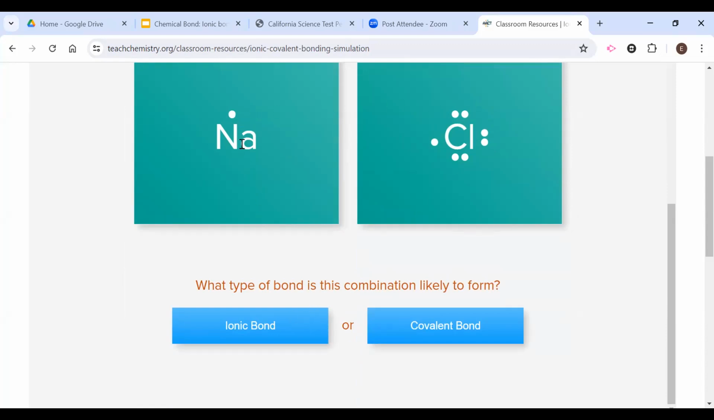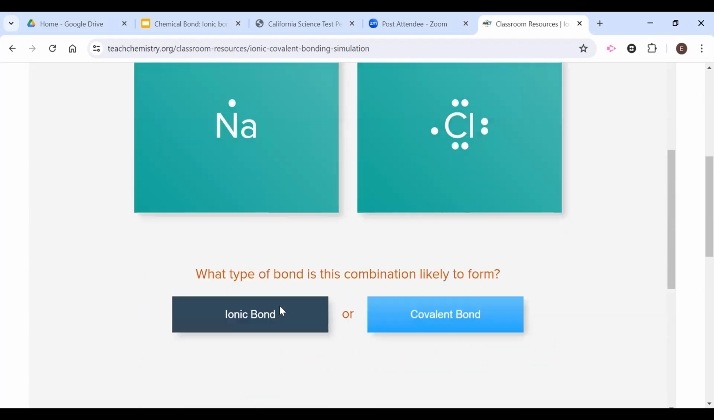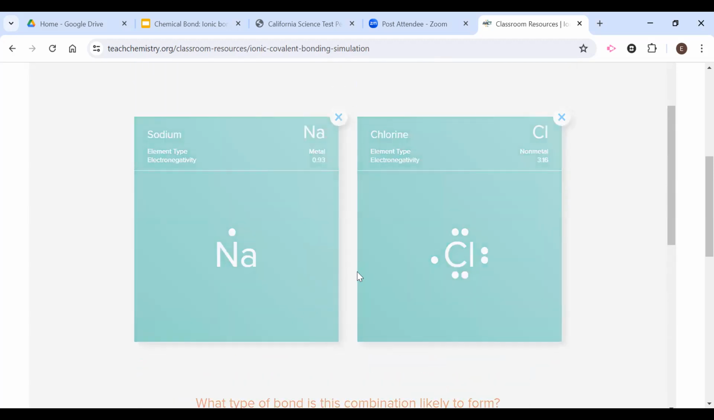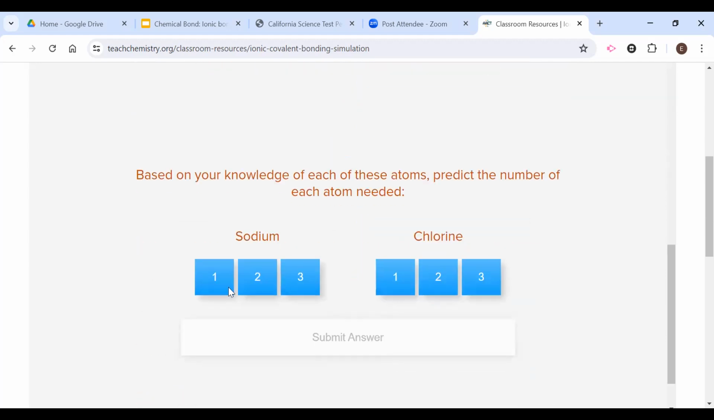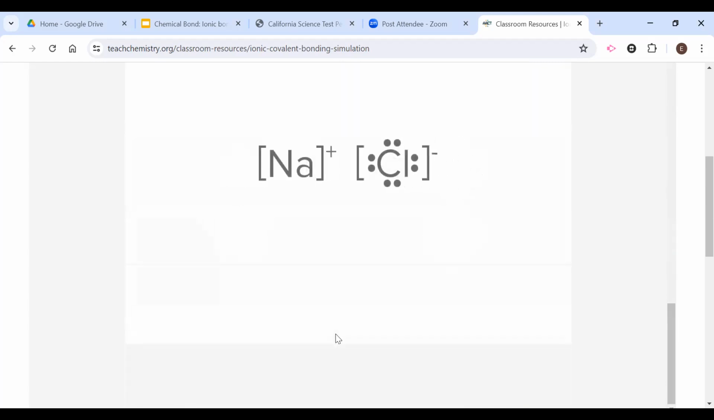Now, because this is a metal and a non-metal, it will form an ionic bond. Then it's asking you, how many sodium and chlorine atoms will you need? We need only 1 of each. So 1 sodium, 1 chlorine. Look at that. Then that's what we saw. Then you end up like this. Okay, let's do another example.